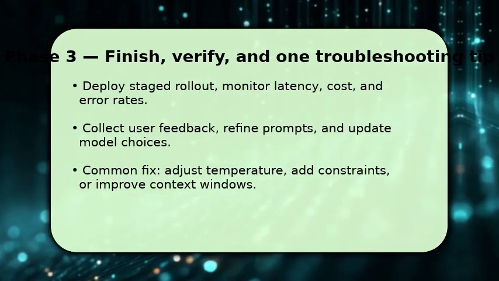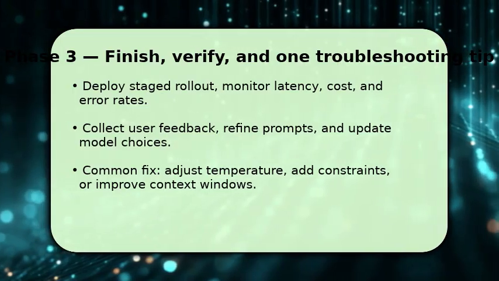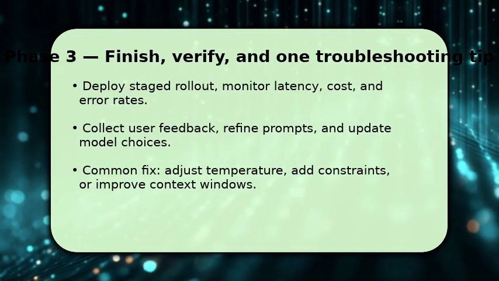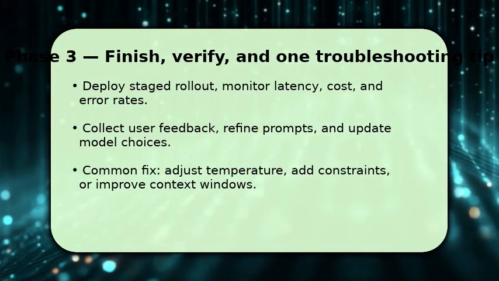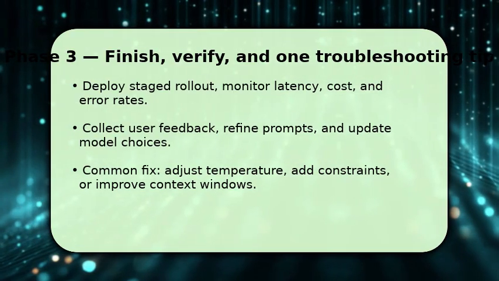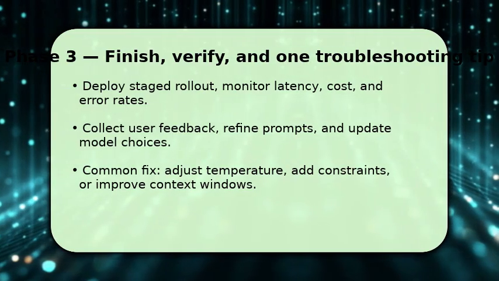When things go wrong, troubleshoot systematically. Reproduce the issue, check logs, then try decreasing temperature, adding explicit constraints, or expanding the context window. If errors persist, add validation layers and graceful fallbacks so users get consistent responses while you patch the root cause.